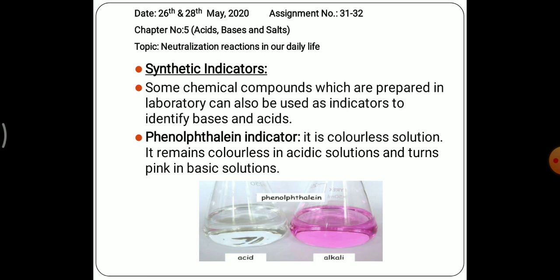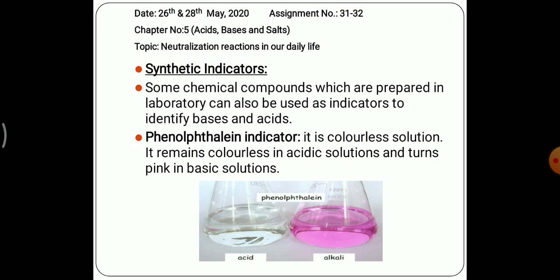So what does this indicator do? They can also identify whether any substance is a base or acid. So today we will study about phenolphthalein indicator and methyl orange indicator. They are both synthetic indicators. Usually the phenolphthalein indicator is a colorless solution. What is the color of phenolphthalein indicator? It is a colorless solution. It remains colorless in acidic solution and turns pink in basic solution, as you can see in the picture given in the slide.